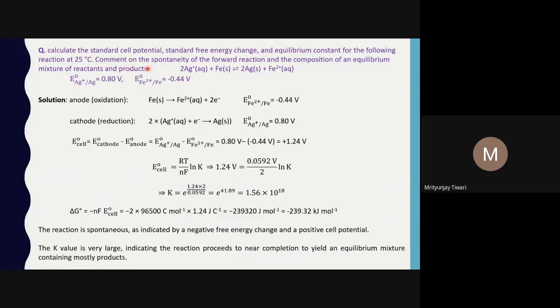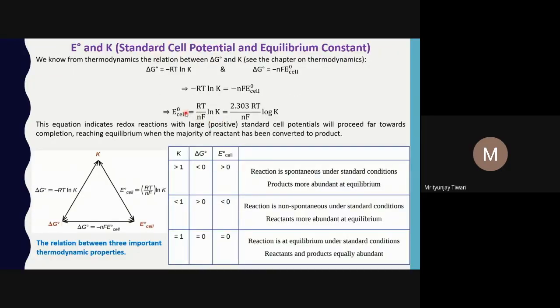The comment on 25 degrees centigrade means that these are the standard conditions. One thing I forgot to mention is that if we are talking about E naught cell and delta G naught, we are talking about the standard condition. Once we are talking about the standard condition, T is already 25 degrees centigrade, which is 298 Kelvin. And the value of R we know is 8.314 joule per Kelvin per mole, and the value of F we know.